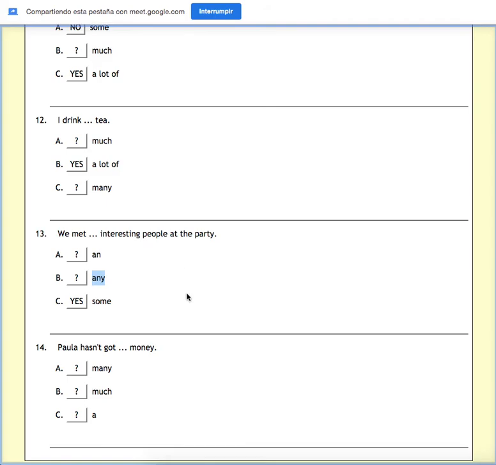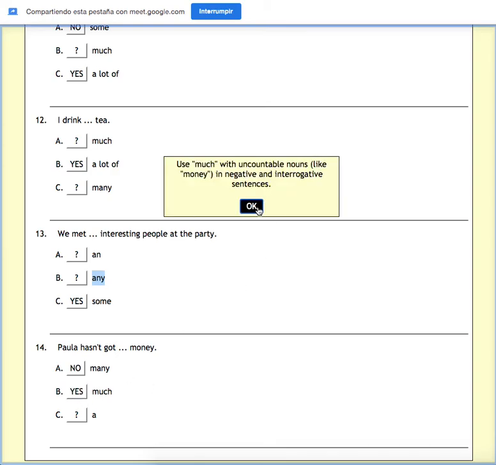And the last one, I want to hear someone else. Paula hasn't got some money. Hasn't got some money. Tell me, baby. Tell me, Nico. Money? Many? No. What's the answer, babies? It is not many. Majo. Much. Yes. Why much? Because money is uncountable. We are going to keep practicing, so don't worry.